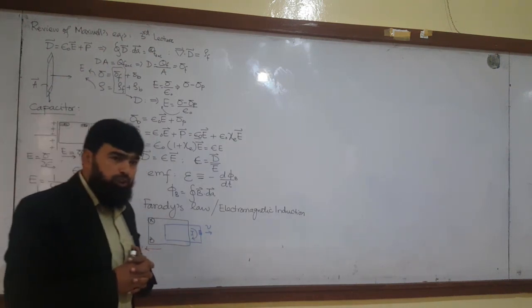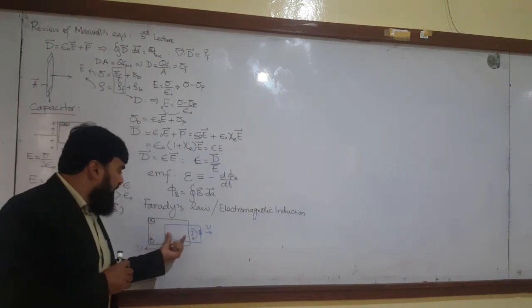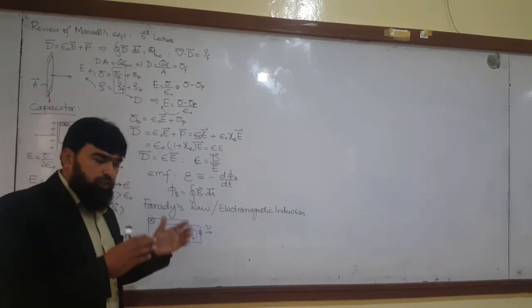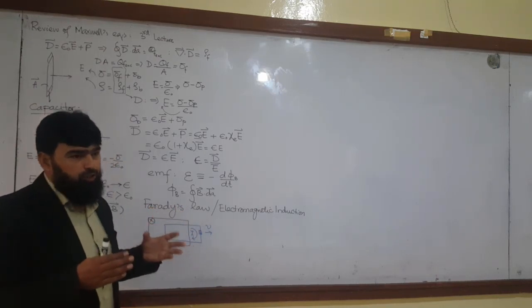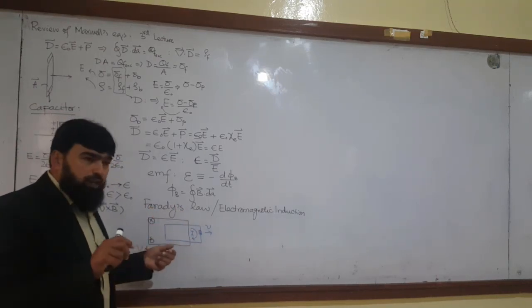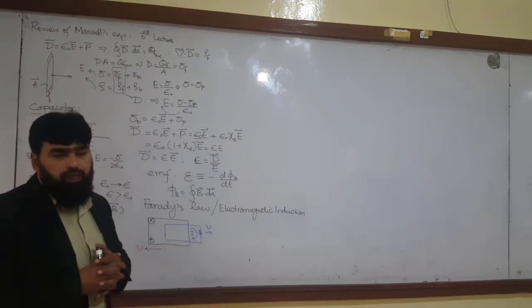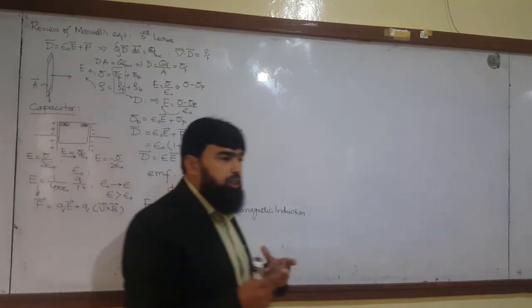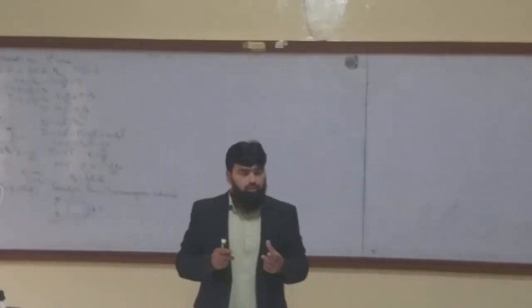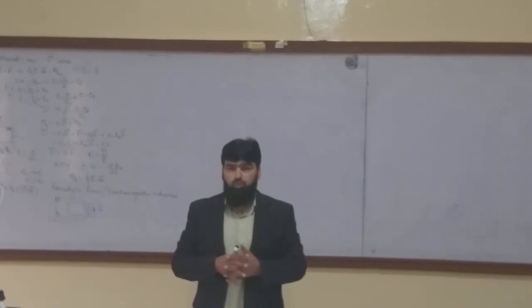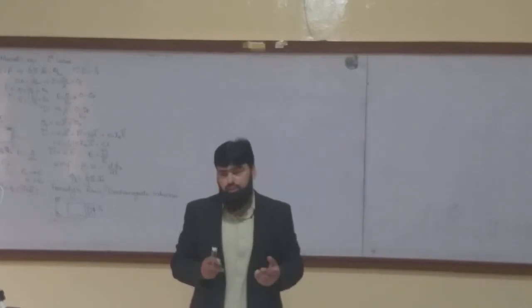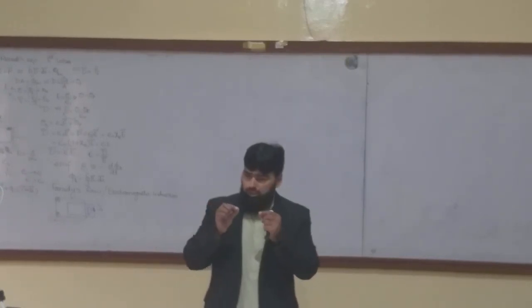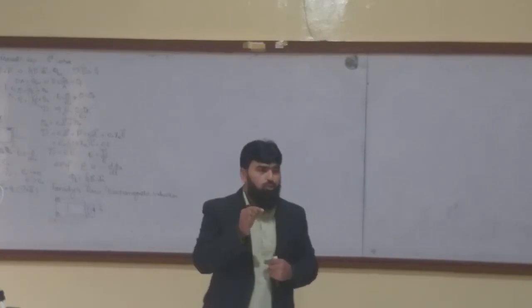While in the third situation, not only is the loop stationary, but also the region of magnetic field is stationary. And I increase the magnetic field and current flows. So are the 2nd and 3rd experiments due to one kind of reason, or are there different reasons for that as well? The first one is clear. Charge was stationary, so it was having no magnetic force.